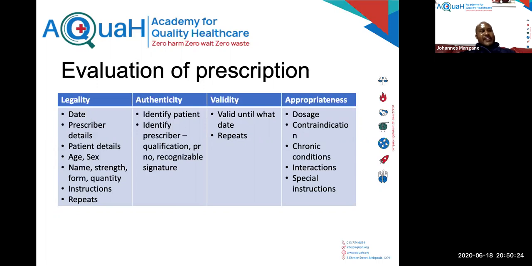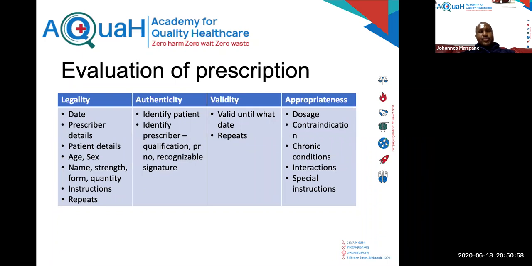And then the second one is authenticity. So how authentic is the prescription? Here, obviously, you would look at: can you identify the patient who's standing before you? Do they have some identification? Is it an ID, a clinic card, a hospital card, or a driver's license? And would you be able to identify the prescriber?